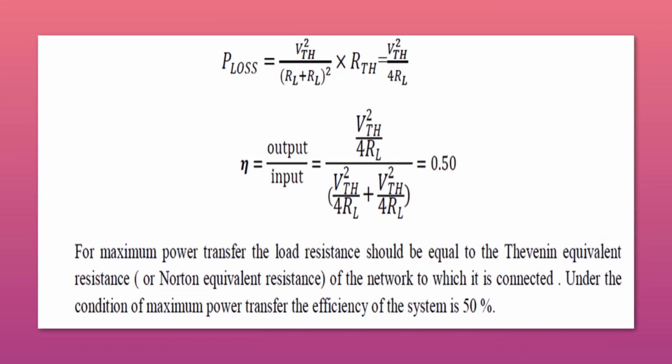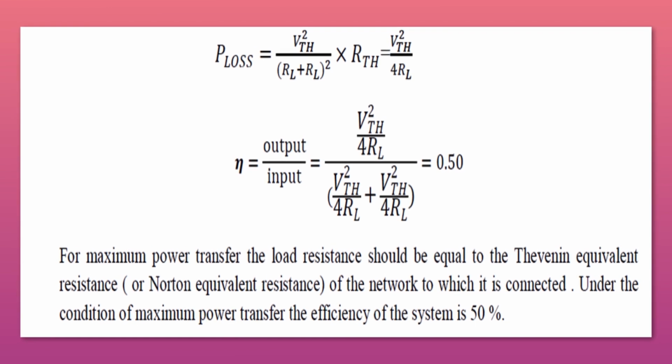The equation for the power is P is equal to BTH square upon (RTH plus RL) square into RL. Just replace RL with RTH. So P max is equal to BTH square upon (RL plus RL) square into RL. This is 2RL, and 2RL square means 4RL square. So BTH square upon 4RL square into RL. RL square will cancel with RL. So P max is equal to BTH square upon 4RL. This is the formula to calculate the maximum power transferred from source to load.